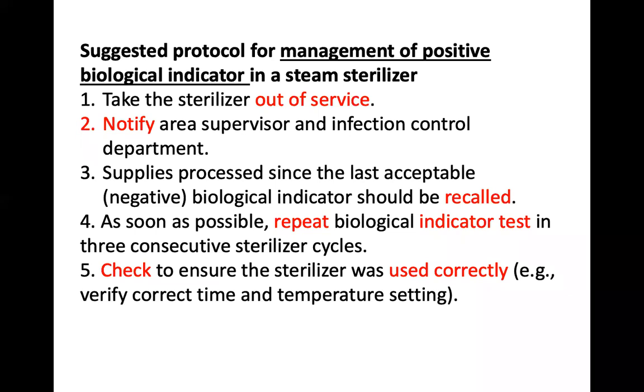If that was the first process today, okay, any item from yesterday, Sunday evening, from the last acceptable biological indicator, from last evening, if you had a process done, all items from last evening must be recalled. Of course, this one's for today. Are considered non-sterile because you've got a positive indicator, but the ones from last evening, because you do not want to have that chance that possibly there was something wrong from the last acceptable indicator.